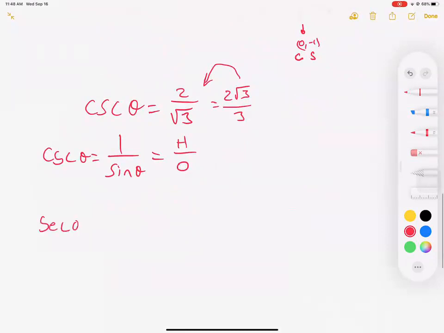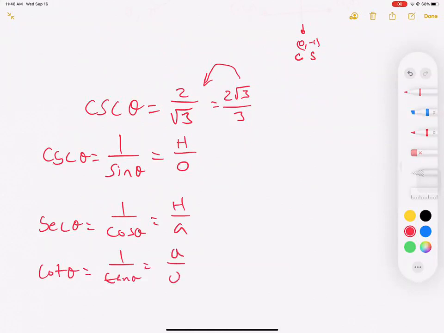Secant is really 1 over cosine because it is hypotenuse over adjacent. And cotangent is 1 over tangent, which is adjacent over opposite. Okay, those are the 3 reciprocal identities.